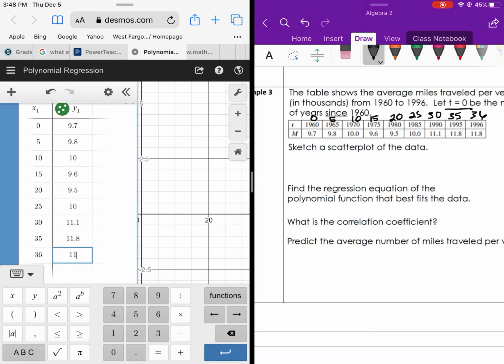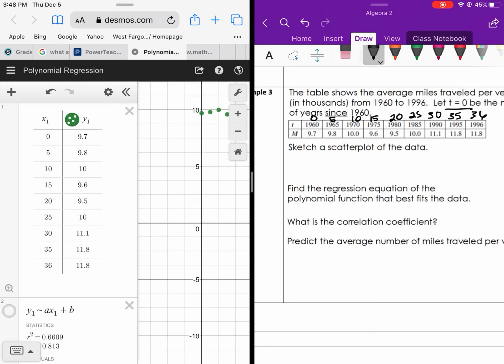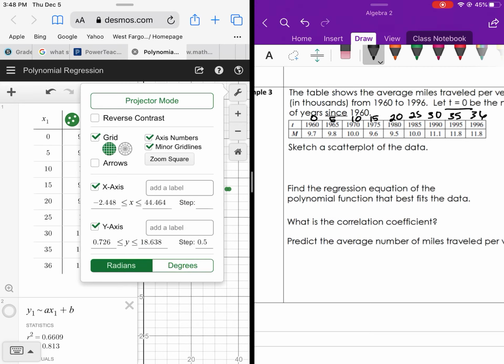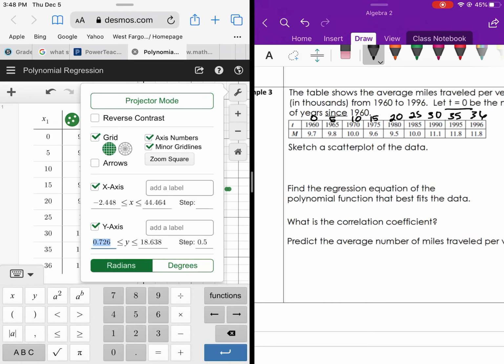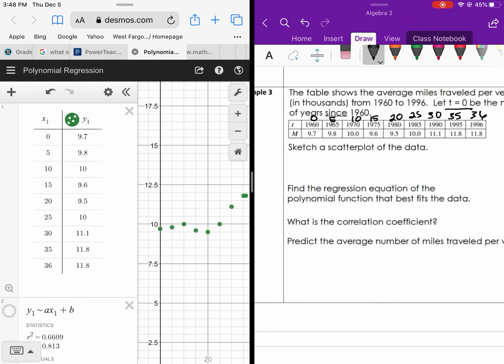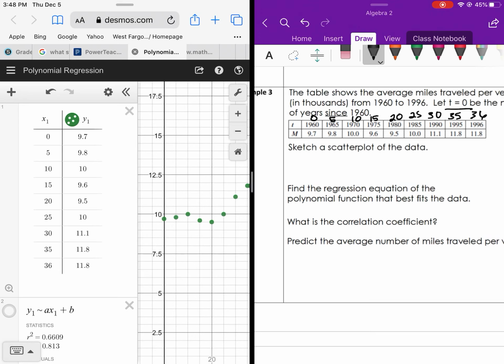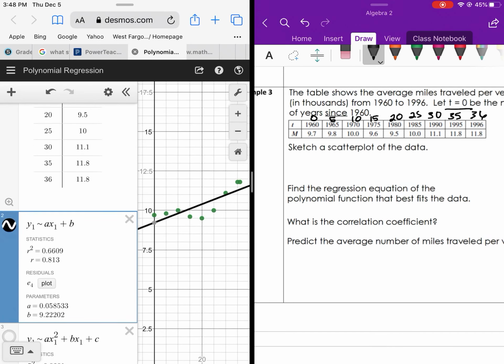11.8, and 11.8. Okay, so this time my scatter plot is up here, so I was able to zoom in to find it. You could again change your x's to match, like 0 to 40, and then change the y's to be like 0 to 20 so you could see it a little bit better. Here I can see maybe 1 turn, 2, 3 turns almost. So I'm thinking linear is definitely out. This would not fit a linear model.